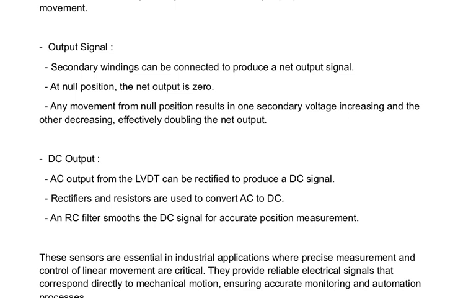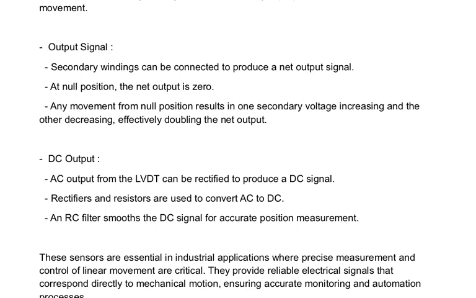So DC output: the AC output from the LVDT can be rectified to produce a DC signal. So what do you mean by DC? It is nothing but a direct current. The rectifier and a resistor are used to convert AC to DC. An RC filter smooths the DC signal for an accurate position measurement.